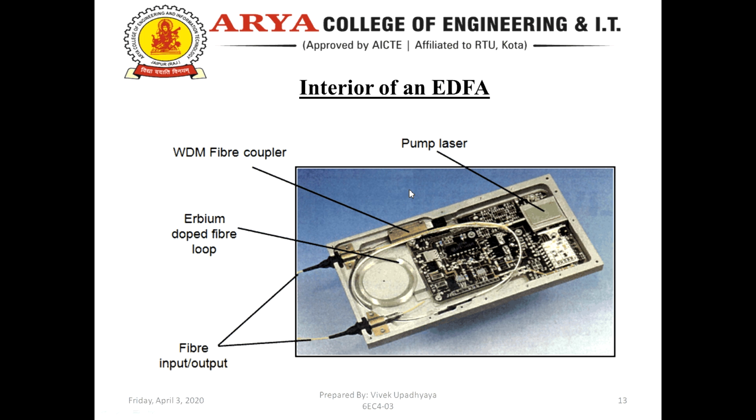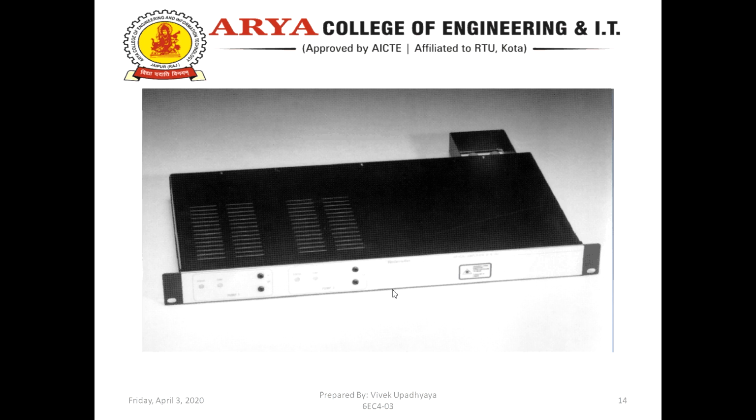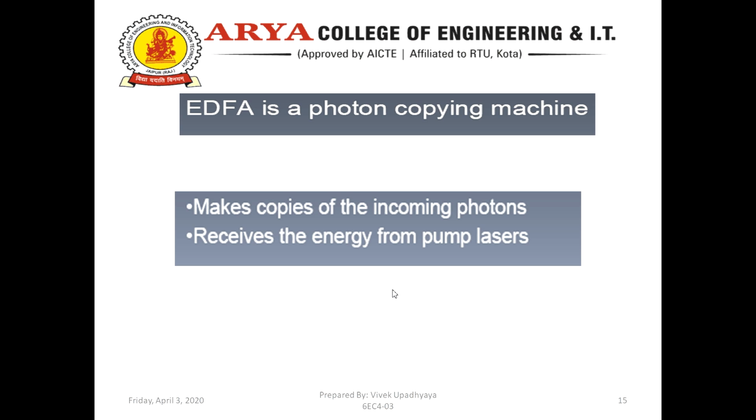Here there is a WDM fiber coupler, and this is the slot for the pump laser. Here you can see the fiber input and output ends. And here you can see the length of the EDFA fiber, which is about 10 meters. Now we can say that the EDFA is a photon copying machine: it makes copies of the incoming photon and receives the energy from the pump laser.